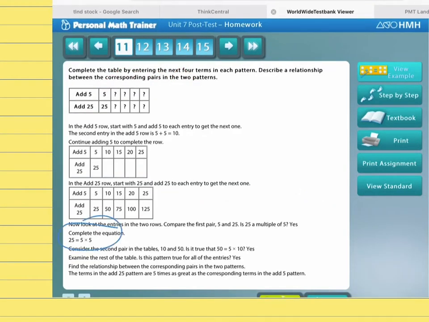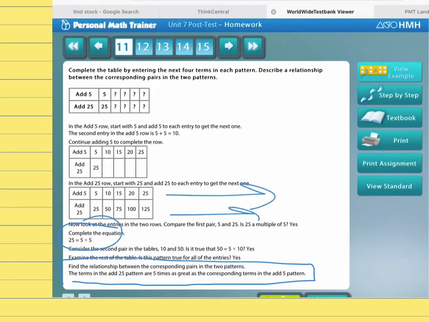And there you go. So the terms in the 25 pattern are 5 times as great as the pattern in the plus 5 pattern. So got that one right. Fairly easy, fairly straightforward. Just making sure you see 2 patterns, one going horizontally like that, and then one going vertically like that.